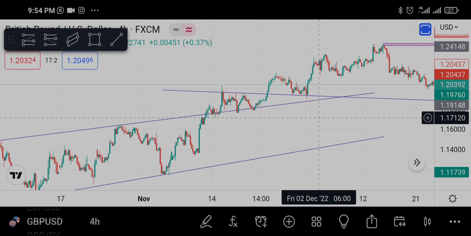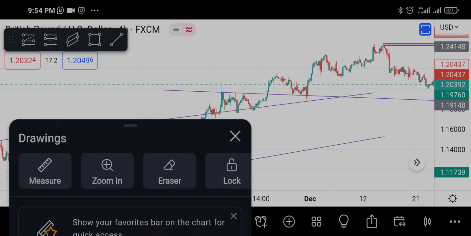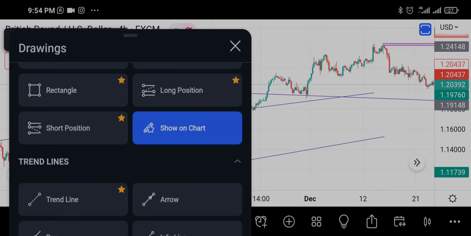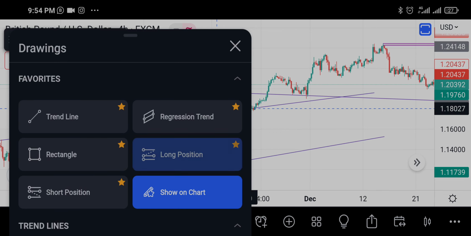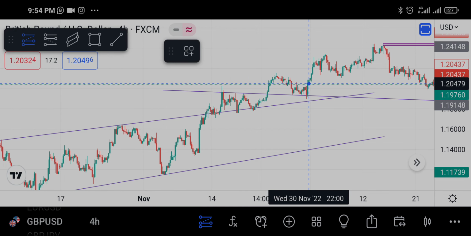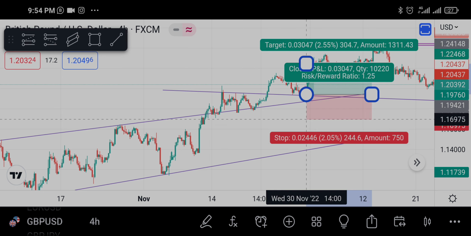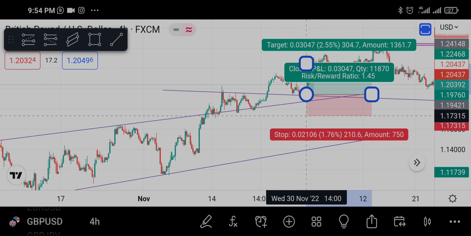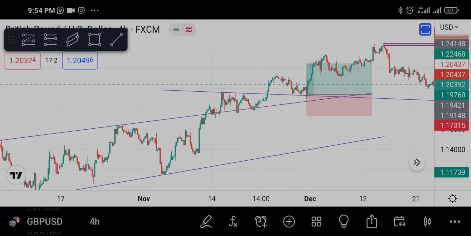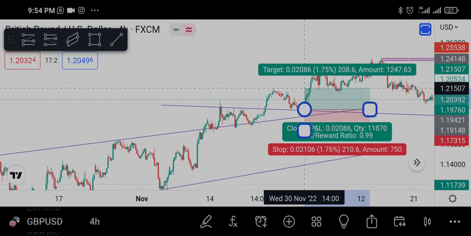So let me even show you a long position. So I could have just entered here and set my stop loss at the previous low. This is the previous low here. And then take my 1:2, which is okay.